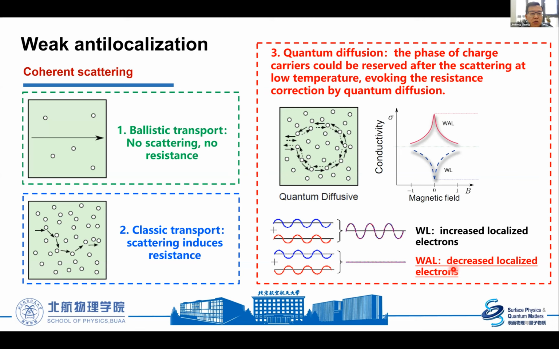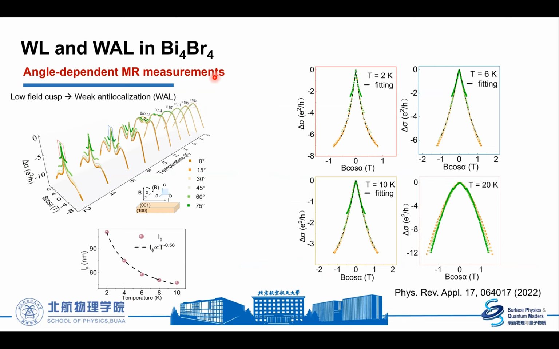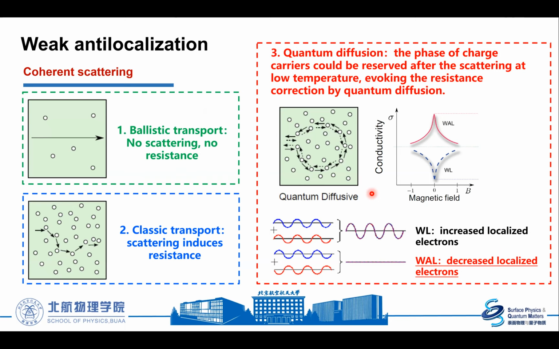Sorry to interrupt. Does that mean that for weak anti-localization and weak localization, the sign of conductivity is reversed? Yes, if we consider the contributions to the conductivity from these two phenomena, the sign should be totally different. One is a positive value, the other one is a negative value.